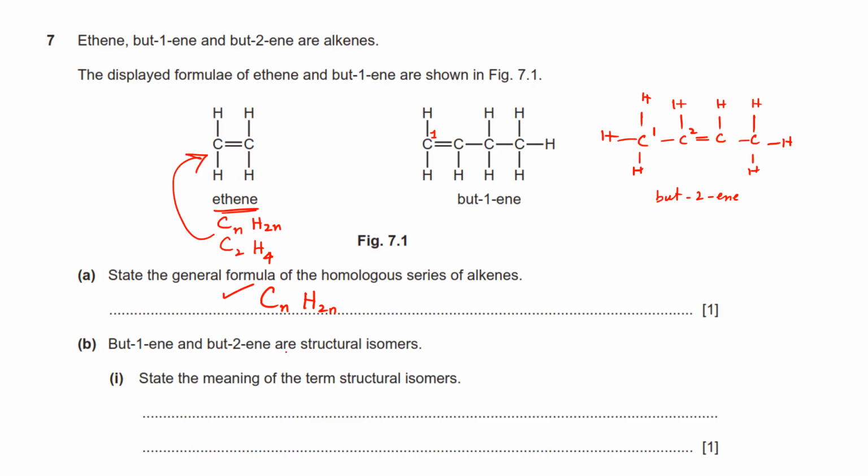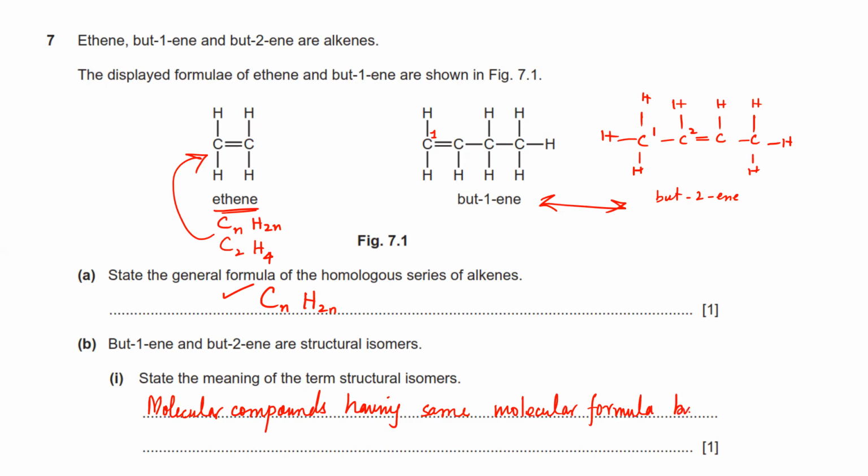Okay, it says but-1-ene and but-2-ene are structural isomers. So these two are structural isomers. What is the meaning of the term structural isomer? It means molecular compounds having the same molecular formula but different structural formula. This is what is meant by the term isomer.